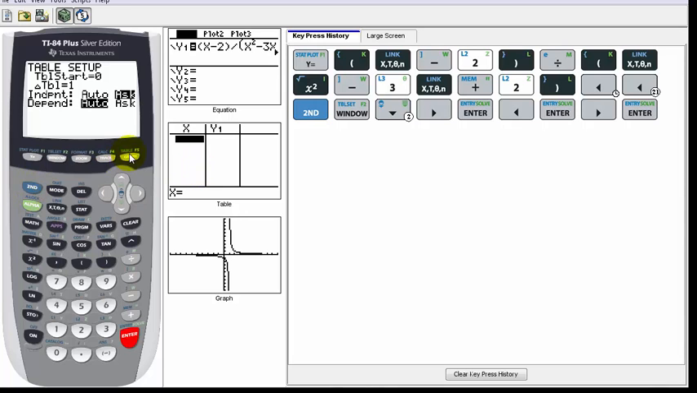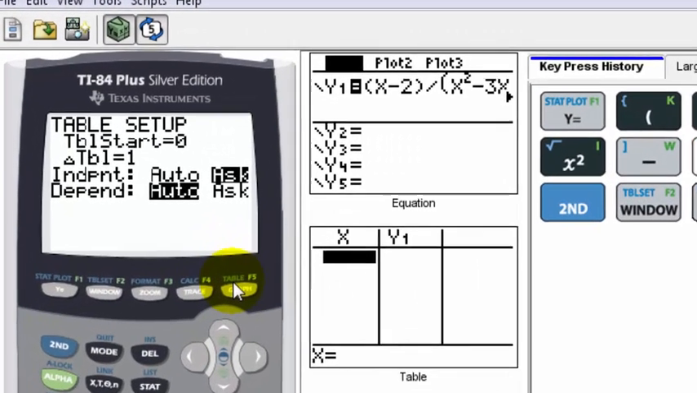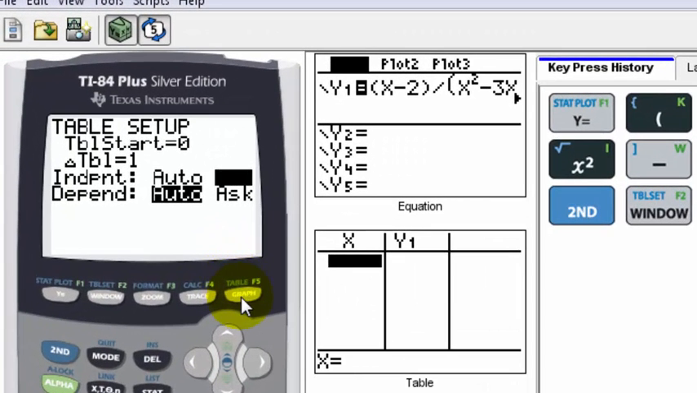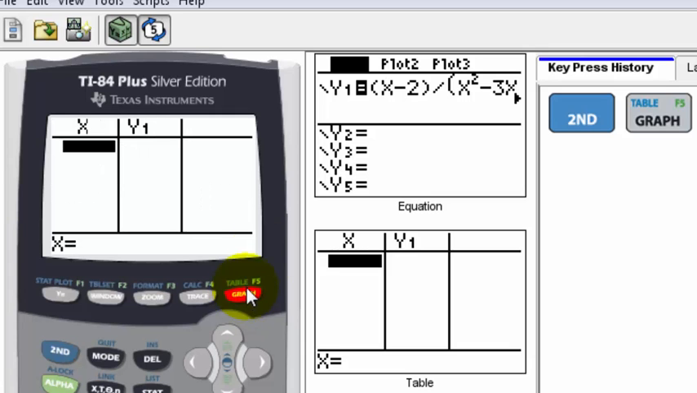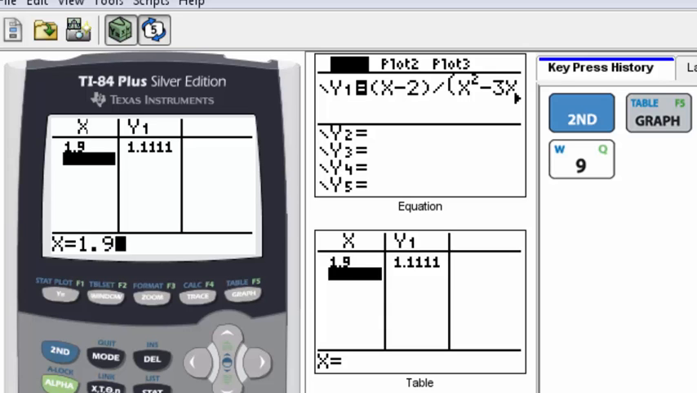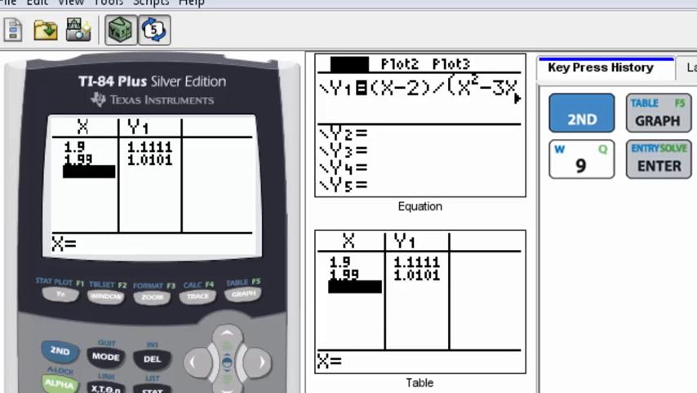Now we're going to actually go to the table, which is accessible through the graph key. So I'm going to use Second Table, and then I can start putting in the x values. So we're going to look at 1.9, 1.99, and 1.999.